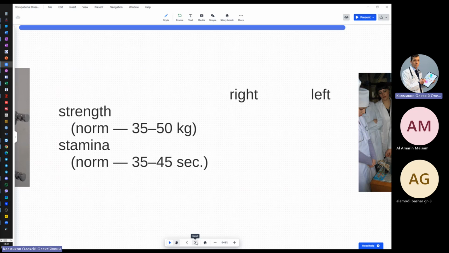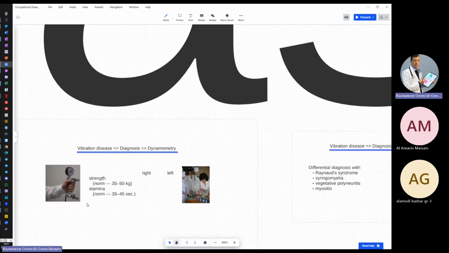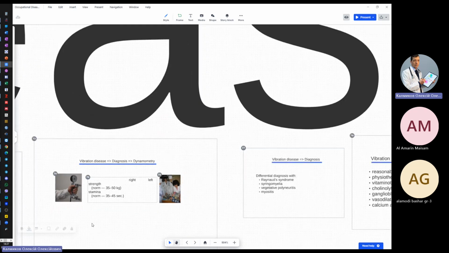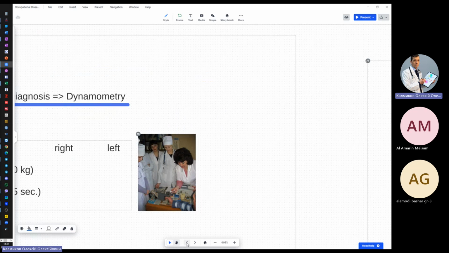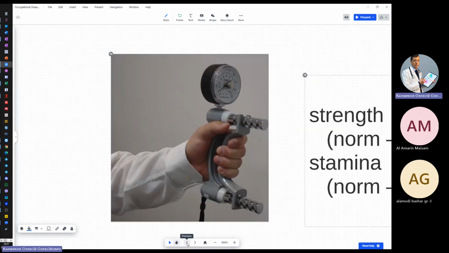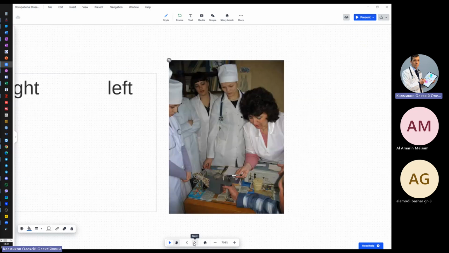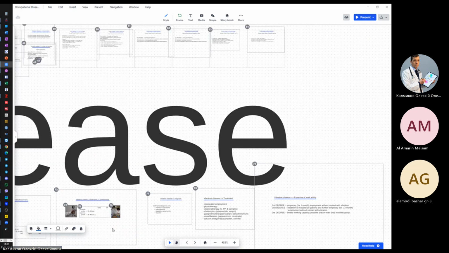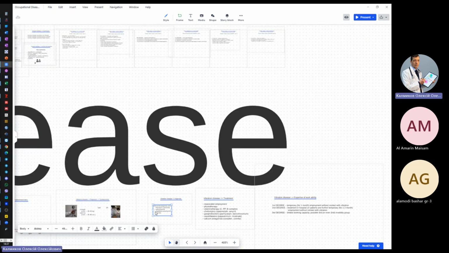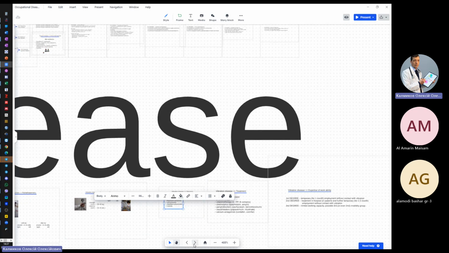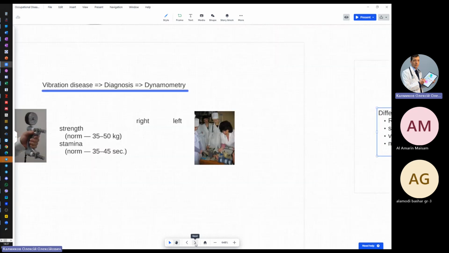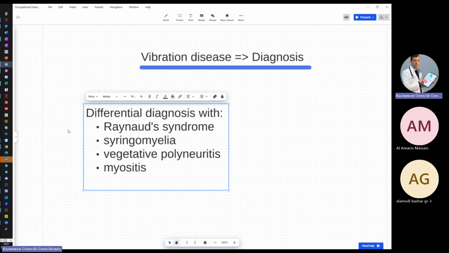The question is, and I'd like you to write your answer in the chat, whether these tests we have mentioned and discussed are specific for vibration disease or just typical or non-specific at all. And I continue while you're answering, I continue with the presentation to differential diagnosis.